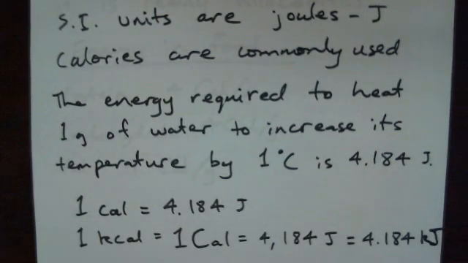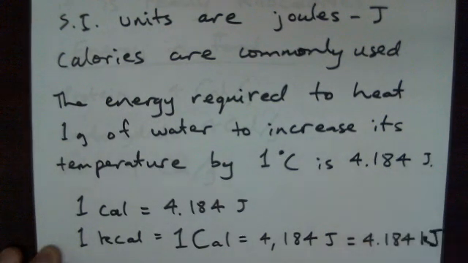So say if I have 1 gram of water and it's sitting at 20 degrees, the amount of heat I need to put in to get that 1 gram of water to increase its temperature to 21 degrees, so from 20 to 21 degrees, that would be 4.184 joules.